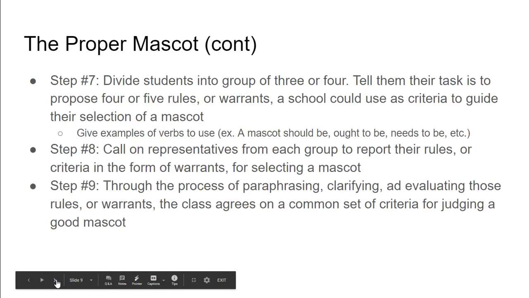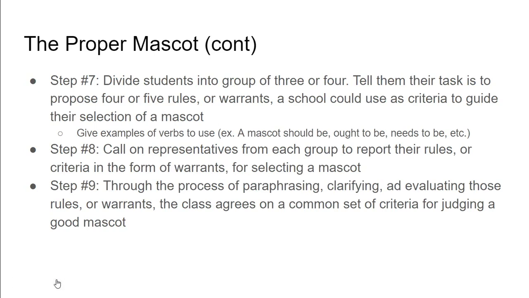Step 7. Divide students into groups of 3 or 4. Tell them their task is to propose 4 or 5 rules or warrants a school could use as criteria to guide the selection of a mascot. Give examples of verbs to use: a mascot should be, ought to be, needs to be, etc.